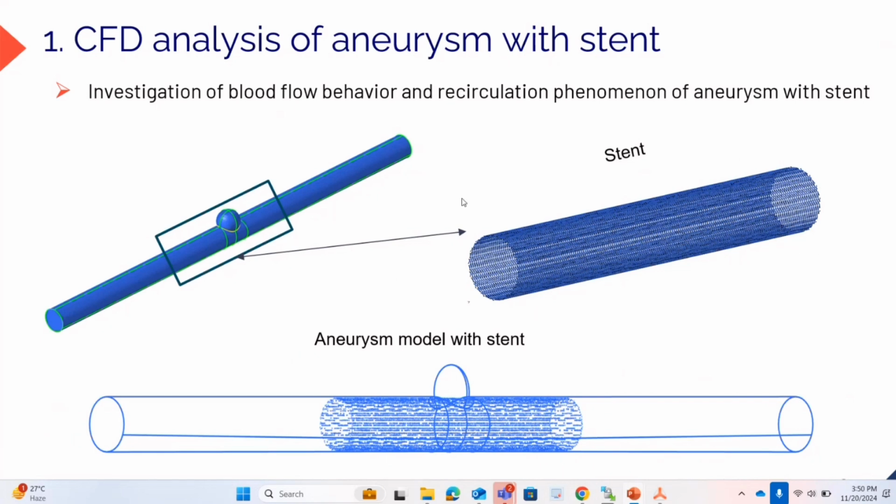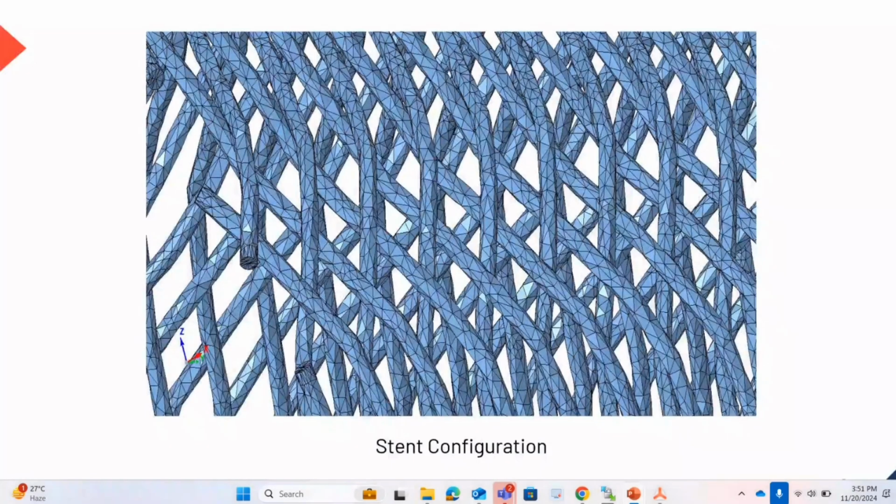It is not ideal to do the simulations for each of the configurations. So they used this feature of SimLab, the automation part of SimLab, and they were able to get the results in minutes for each of their configurations. So this is how it actually looks like. This is the configuration of the stent.